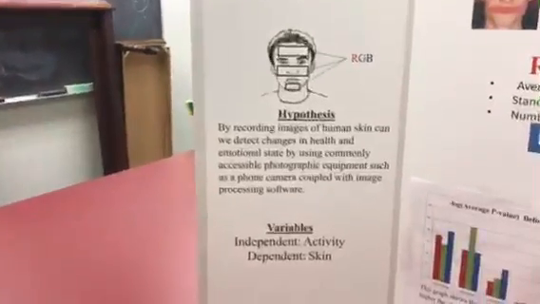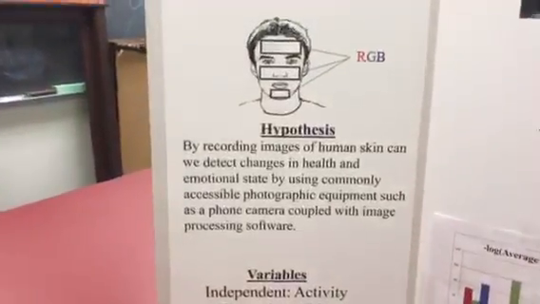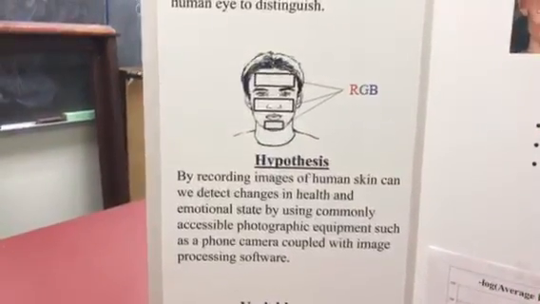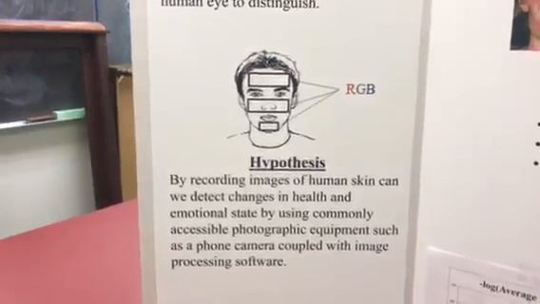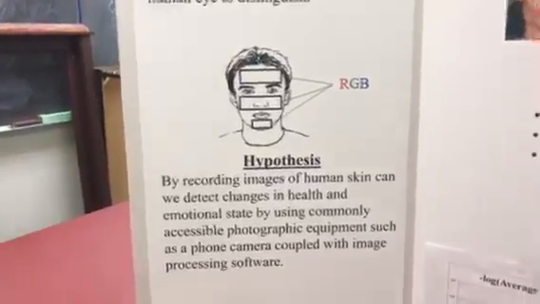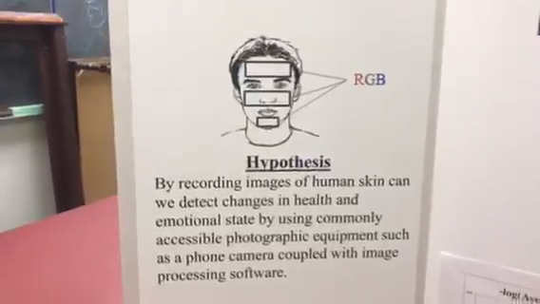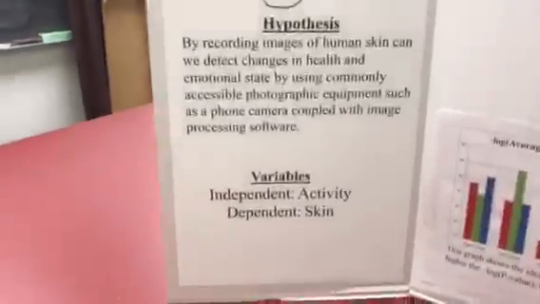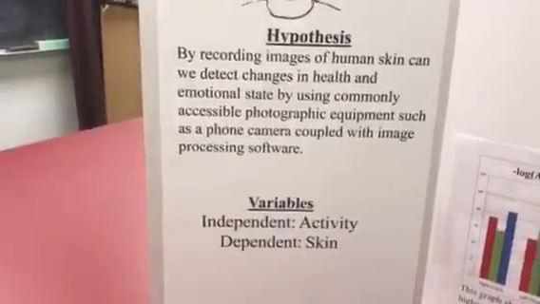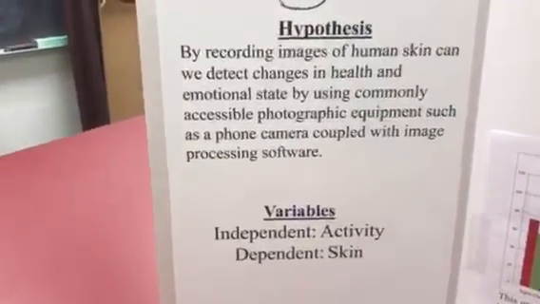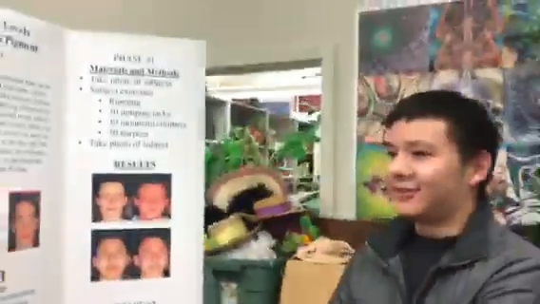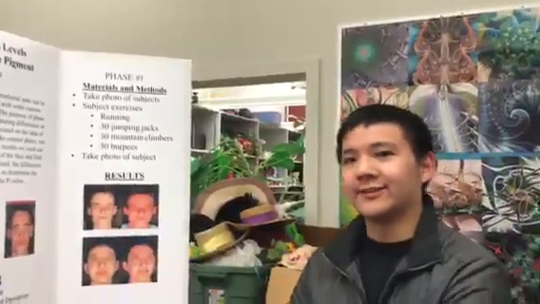Next is our hypothesis: by recording images of human skin, can we detect changes in health and emotional state by using commonly accessible photographic equipment such as a phone camera coupled with image processing software? The variables you should know are that our independent variable was activities, and our dependent variable was skin. Jordan?